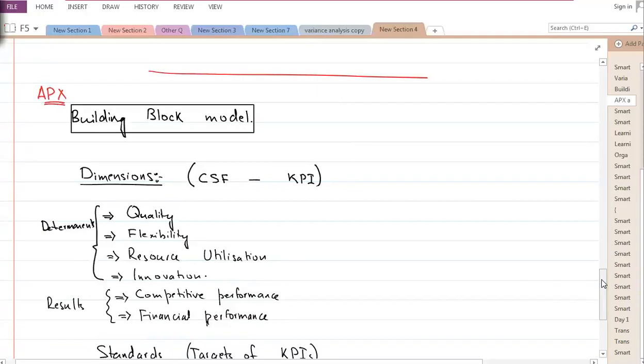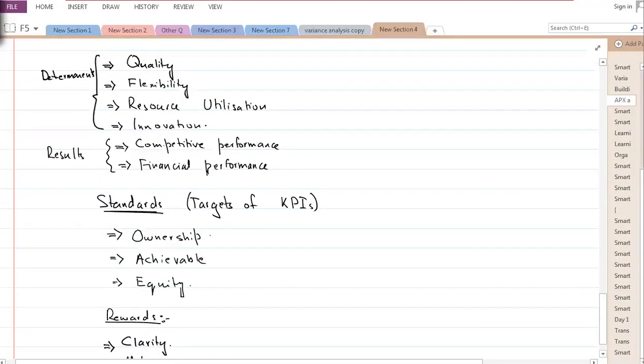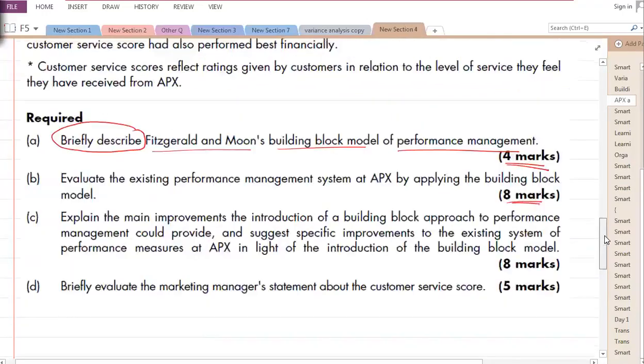If you get a 4-marker question like this in the exam, you don't need to write too much. Maybe a one-liner on dimensions, and then you can list the dimensions. A one-liner on standards, and then you can list these 3 standards. And a one-liner on rewards, and then you can list these 3. Or if you want, you can write each in one paragraph, of course the first paragraph being slightly bigger. So it's up to you, with 3 headlines. Now that was a knowledge-based question. Of course, it was easy.